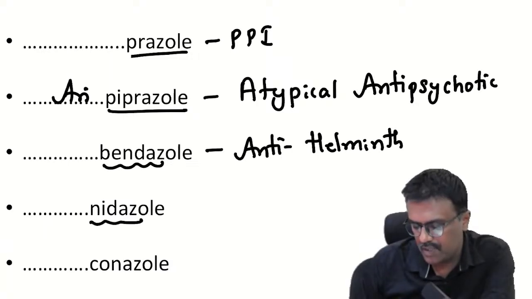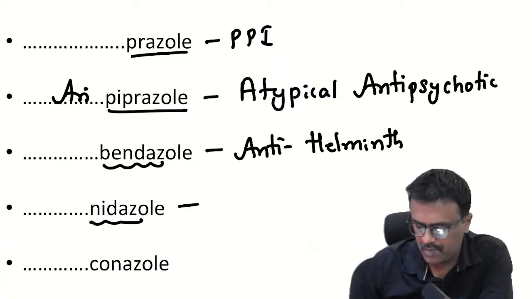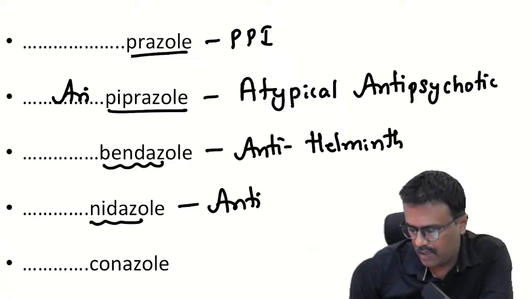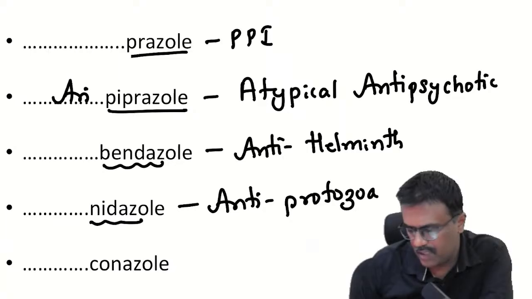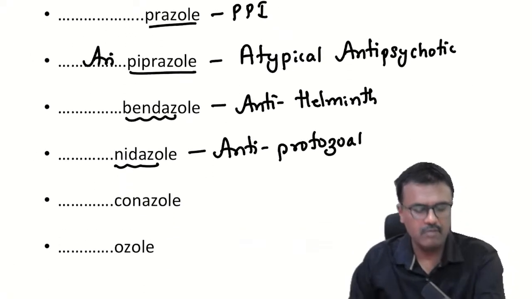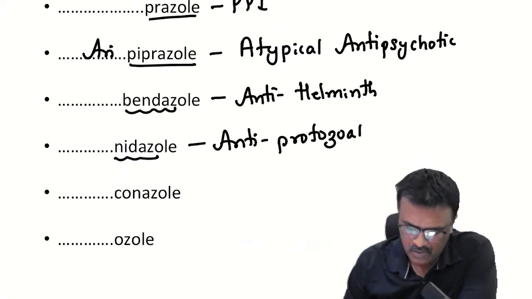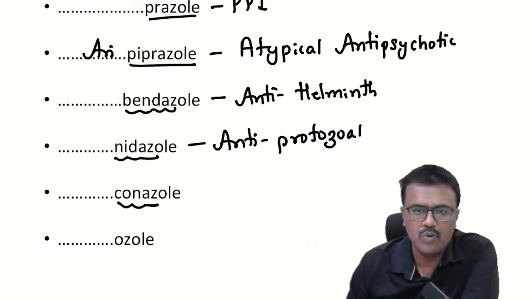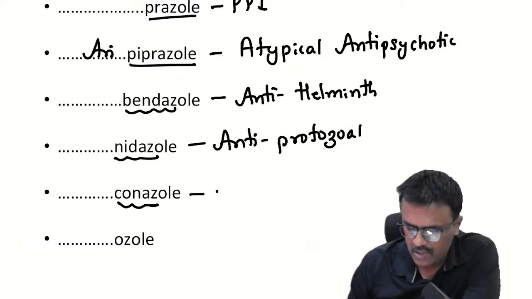If a drug ends with nidazole, metronidazole, it is antiprotozoal. Because many a time, identifying the drug only, you will make mistakes. Conazole: fluconazole, luliconazole, ketoconazole, they are antifungal.